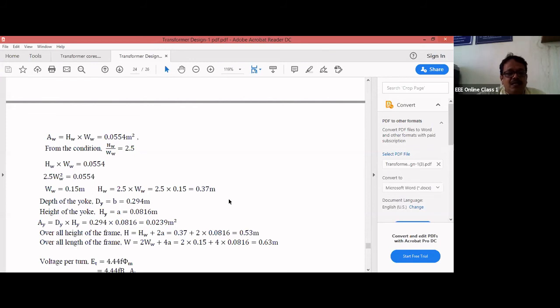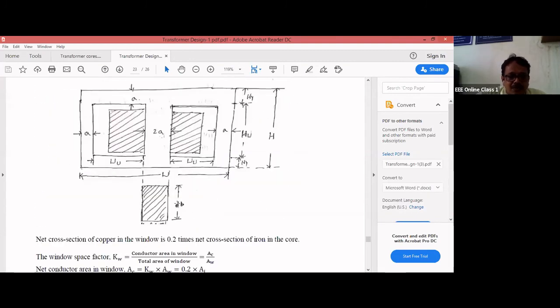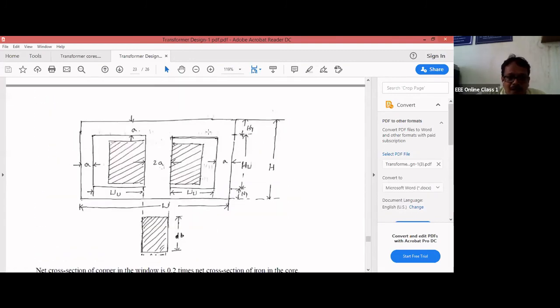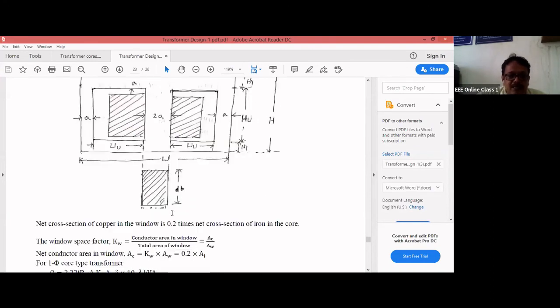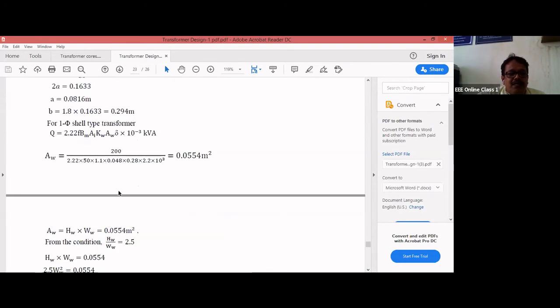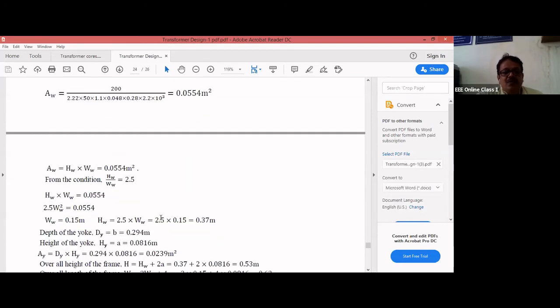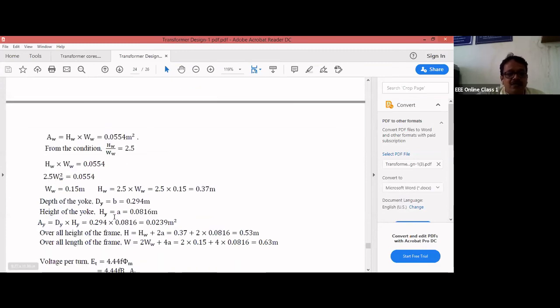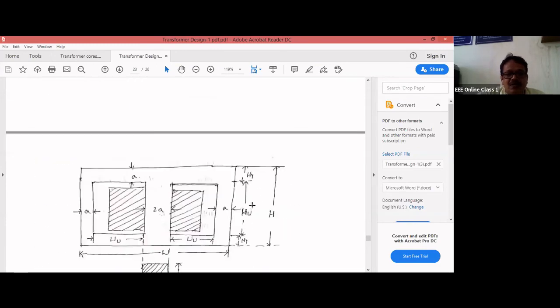After finding out width and height of the window, you can calculate the depth of the yoke. So depth of the yoke dy is equal to b. This is the yoke part. The depth of the yoke is something about your b. So dy is equal to b, and you substitute the value of b here. Already we got the value 0.294. Substitute here, and height of the yoke hy is equal to a, making it the width of the side limbs. Hy is equal to a.